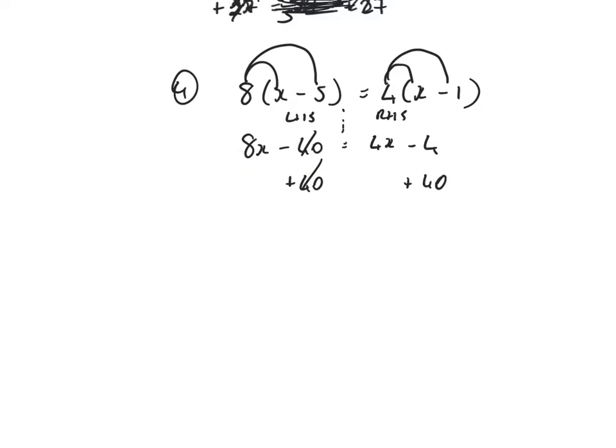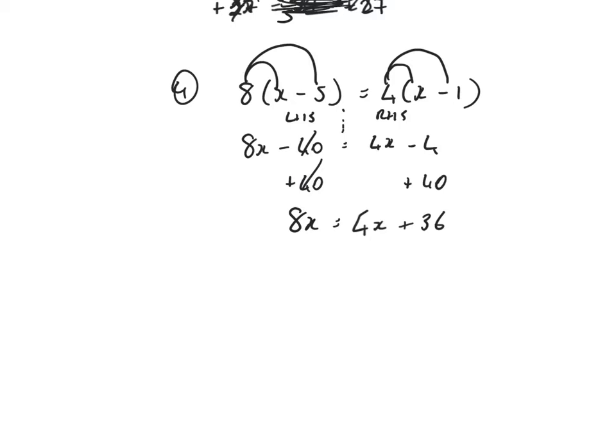They two cancel out, I'm left with only 8x on the left hand side. What about the right hand side? Well, I'm left with 4x and minus 4 plus 40, which is plus 36.